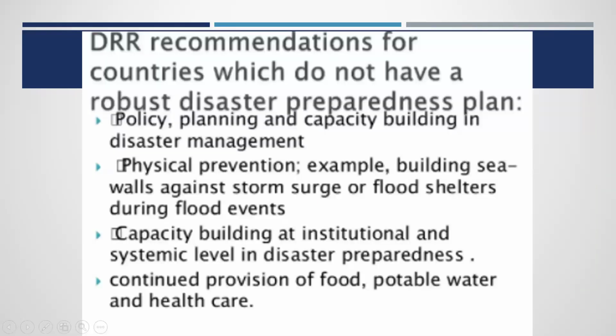The disaster risk reduction recommendations for countries which do not have a robust disaster preparedness plan are to have policy, planning, and capacity building in disaster management. Physical prevention, for example, building sea walls against storm surge or flood shelters during flood events. Capacity building at institutional and systematic level in disaster preparedness, and continued provision of food, potable water, and healthcare.